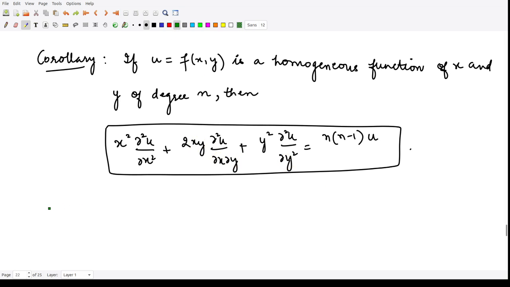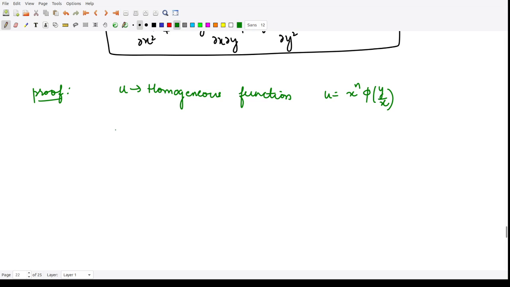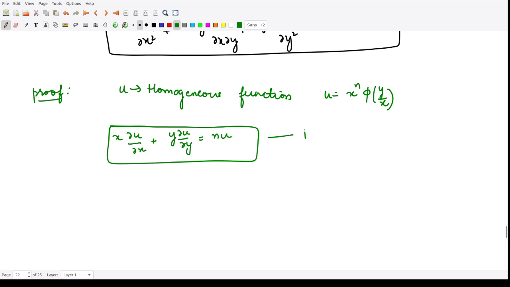For the proof, we know using the previous result that whenever you have u as a homogeneous function, you could write that function u as x to the power n phi of y by x. For this function we also studied the result x into del u by del x plus y into del u by del y is equal to n u. This is the result that we already know. Let me call this equation number 1.